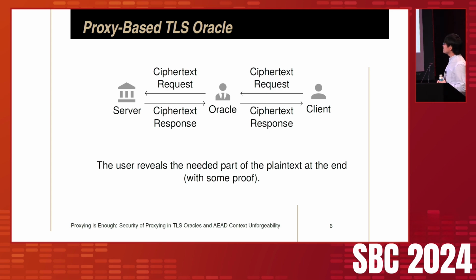But at the end, we also want to have this functionality where the user can just reveal the needed part of the plaintext, maybe his credit score, to the oracle. Obviously, it comes with some proof, right? Maybe we're able to decrypt it in a zero-knowledge way such that the oracle is convinced that I do have this much credit score that I want to prove.